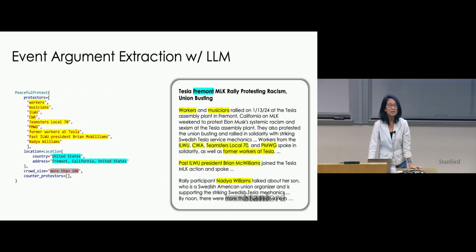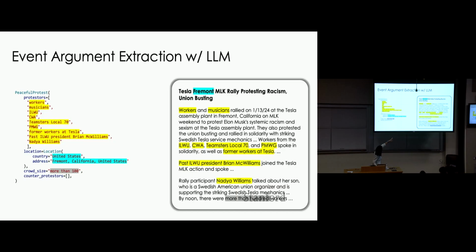So what it means now is that if you give me an article like this, if you go through this process, it will kind of take all this information and drop it into this Python format. Okay, and you can all read it, right? So the peaceful protest has protesters. These are all the protesters. And then the location, it has a country, it has an address. It fills it in the best it can. Crowd size, more than 100. And there are no counter protesters.